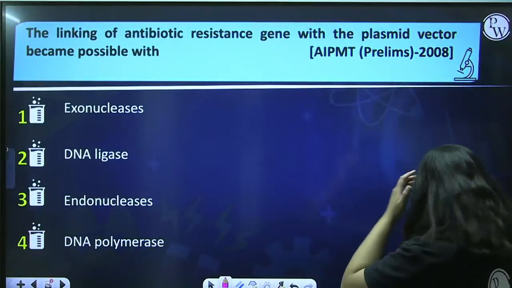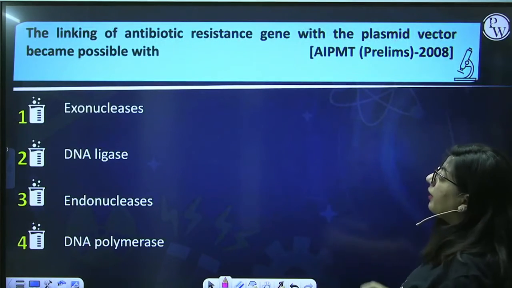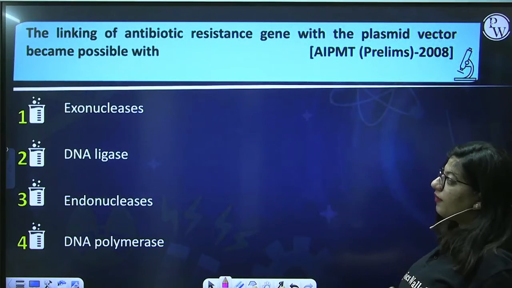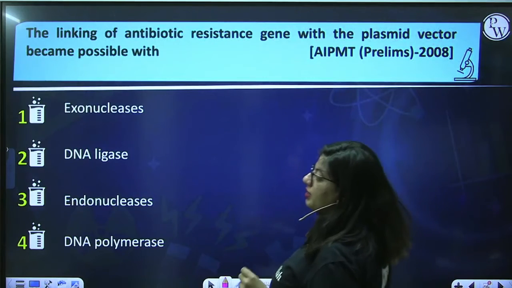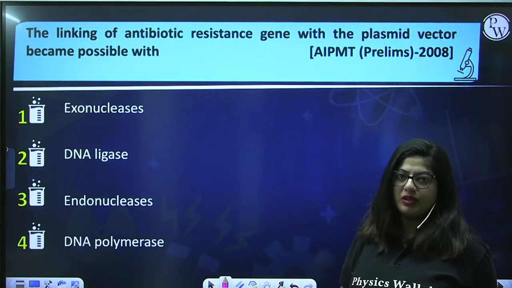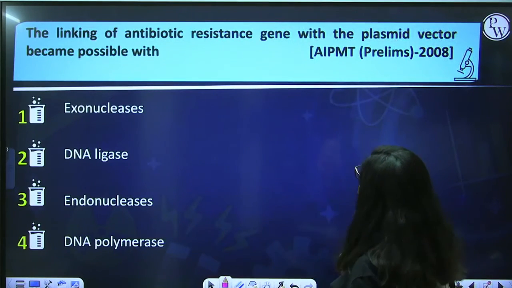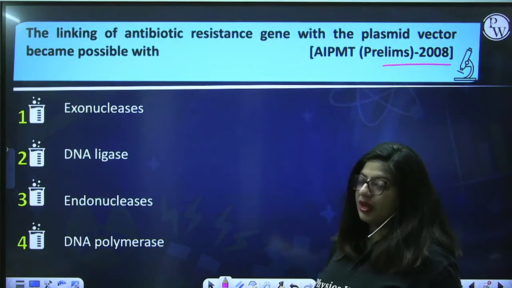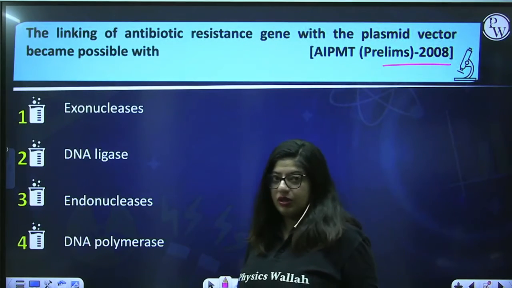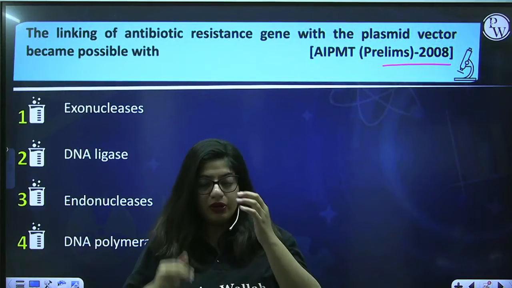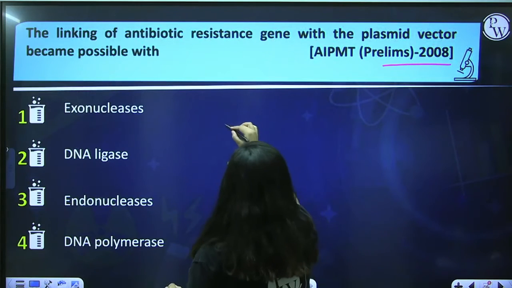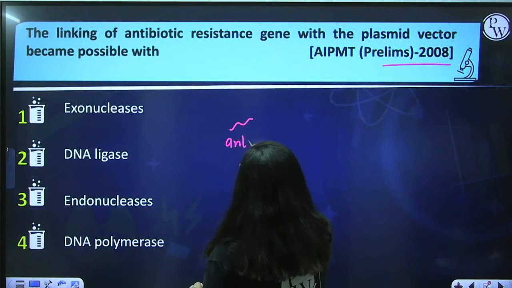So the first question is: the linking of an antibiotic resistance gene with the plasmid vector becomes possible with: first option exonucleases, second option DNA ligase, third option endonucleases, fourth DNA polymerase. First of all, understand what the question is saying. It's a previous year question from 2008. All the questions we'll be discussing today are previous year questions, so you will get an idea of how important this topic is.